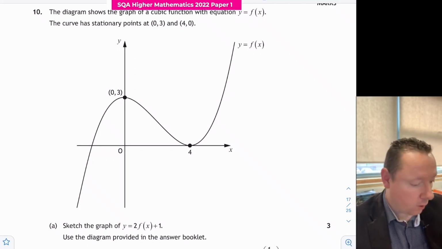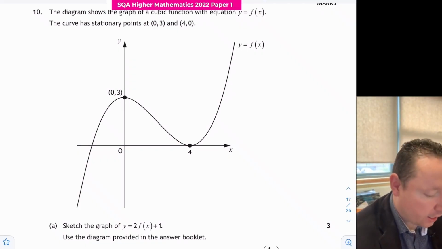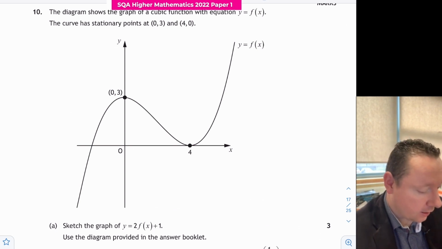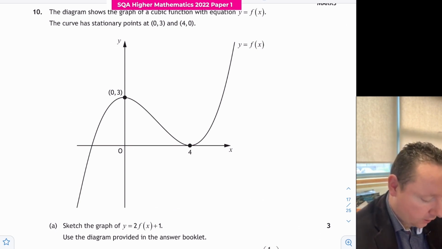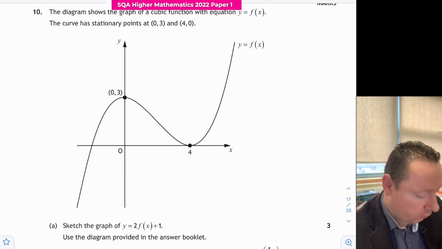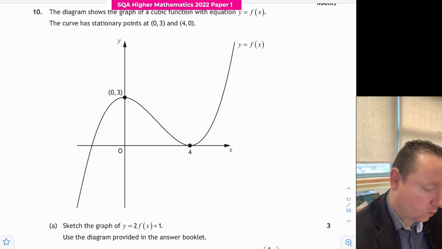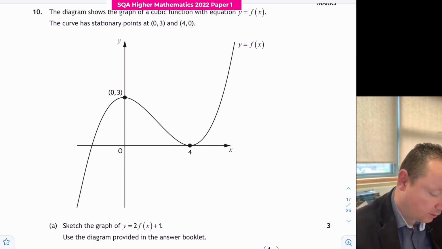2022 Higher Maths Paper 1 question 10 had this diagram of a cubic function f(x), with stationary points at (0, 3) and (4, 0), and asked for the sketch graph of 2f(x) + 1. So what's it asking us here? It's asking us to scale it up by a factor of 2, so times by 2, and then move the graph up by 1. So let's do that on a diagram.